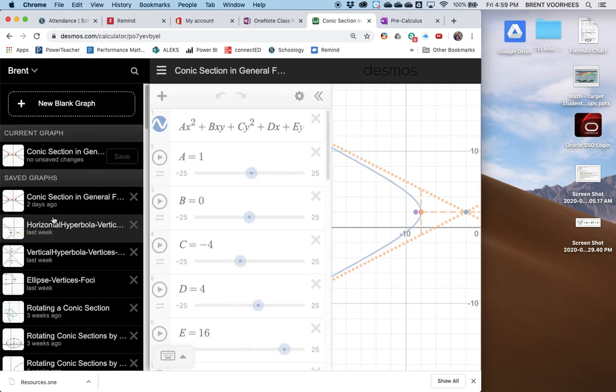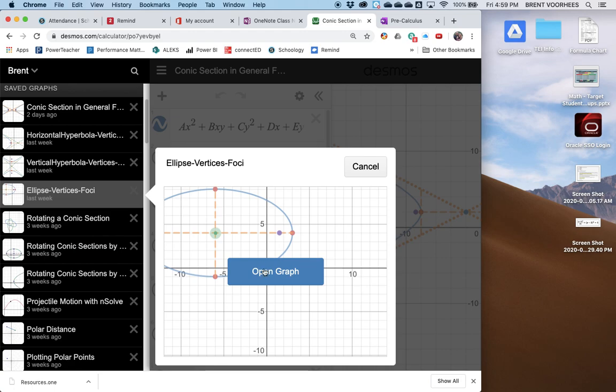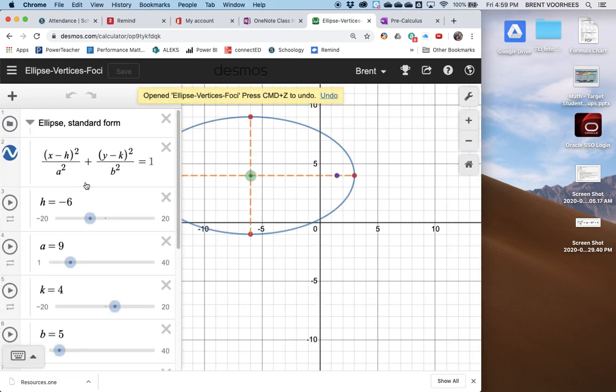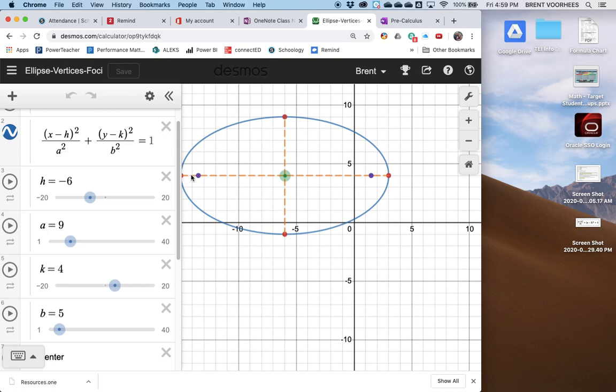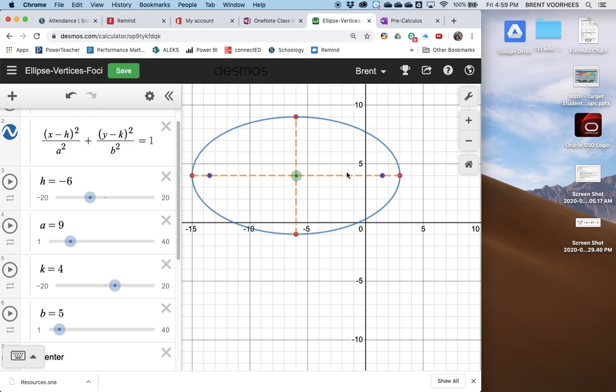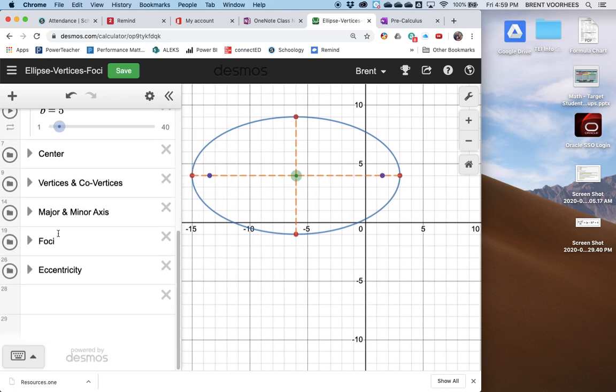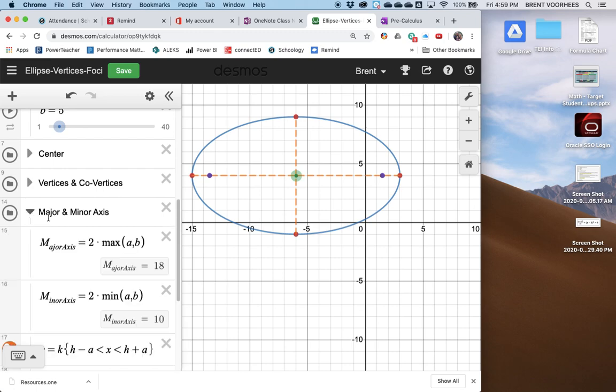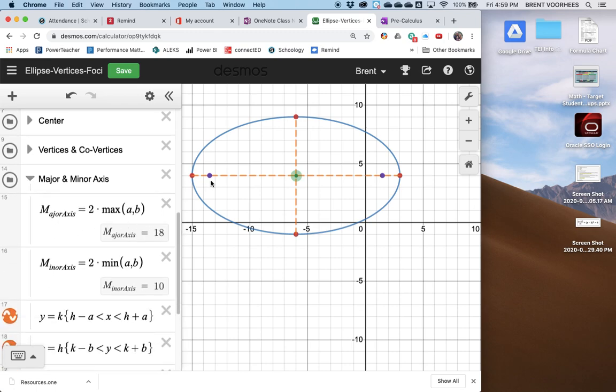Sometimes I'm going to give you questions that are in standard form. So if it was in standard form, it would be a type of form that looks like this. Again, you put your values in correctly. I might ask you, what's the major axis length? Now, the major axis would be the longer axis. You can come down here, and you go to major, and it tells you the major axis would be 18.